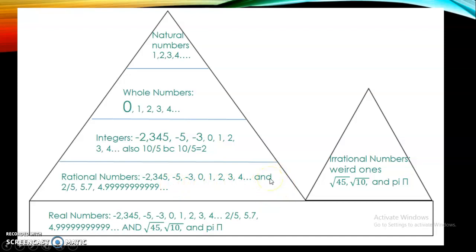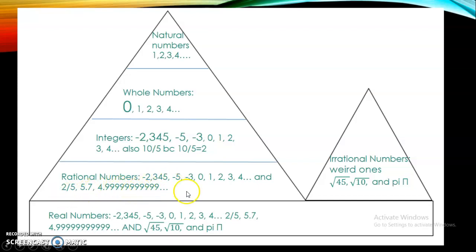But now we're starting to include the fraction. So 2/5 is a fraction. 5.7, a decimal that ends. There's no number after the 7 there, so it ends. And then we've got 4.9999999, a bunch of 9s. They're going to go on forever. Well, those repeat. So rational numbers are any number or decimals that end or repeat. So again, the decimal ends or repeats.